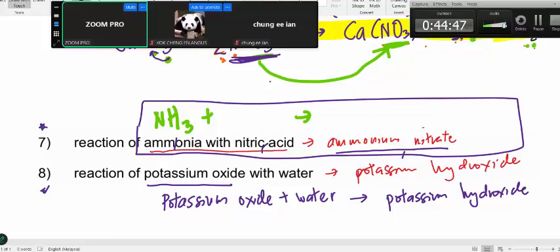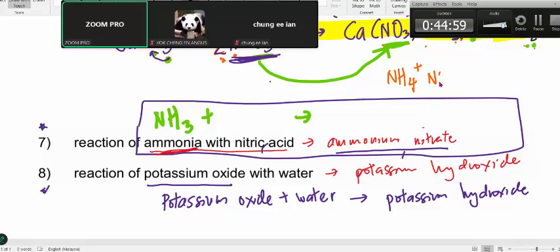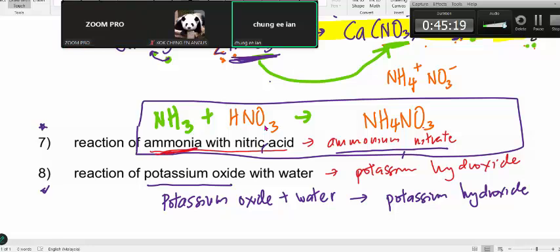There is a difference between ammonia and ammonium. So you see here, this is ammonia. Ammonia is NH3, correct? Ammonium is NH4 positive 1 and nitrate is NO3 negative 1. So it's ammonium nitrate. And this one is HNO3. Can you see the difference, Ian? Do you understand now? Yeah. Okay. All right.